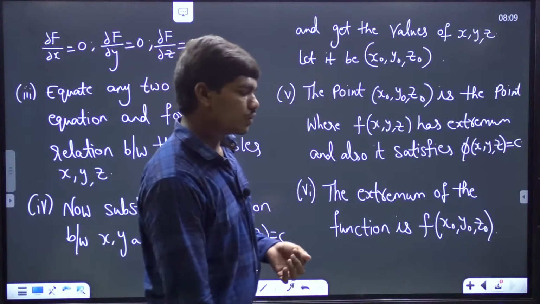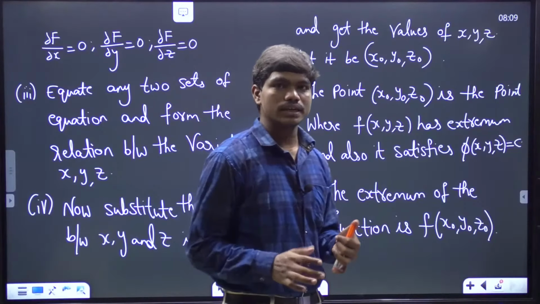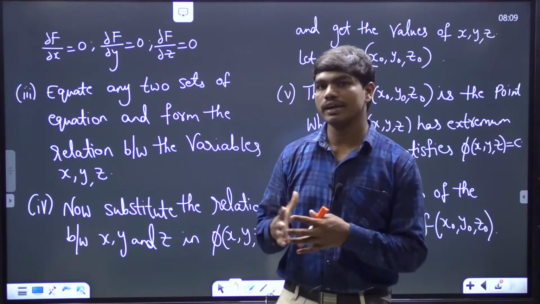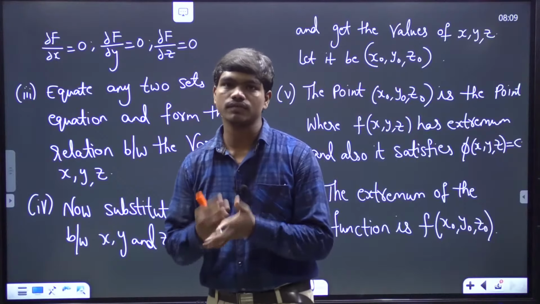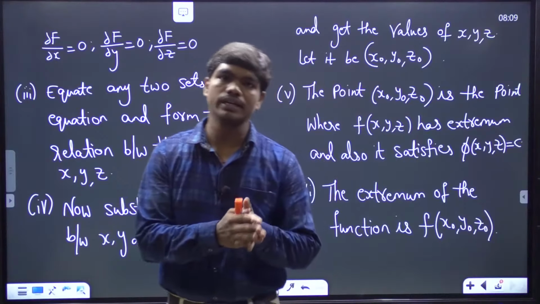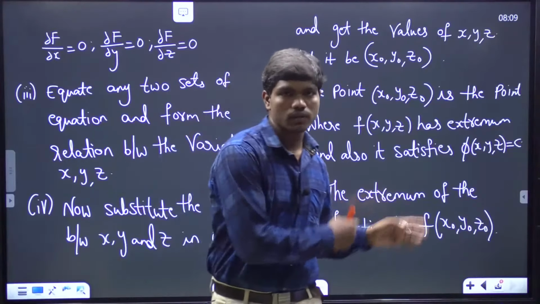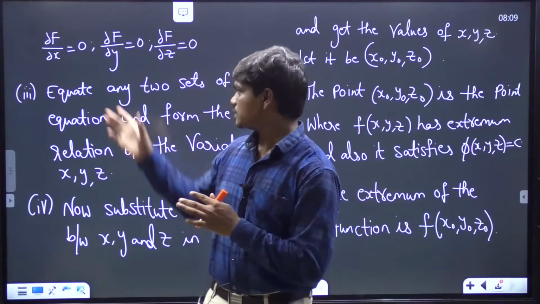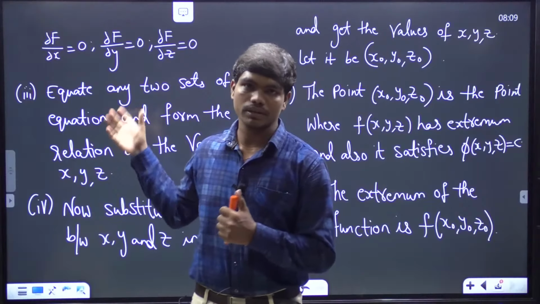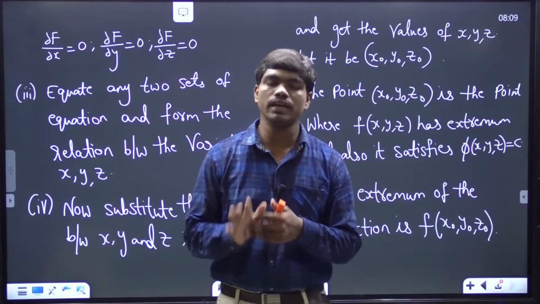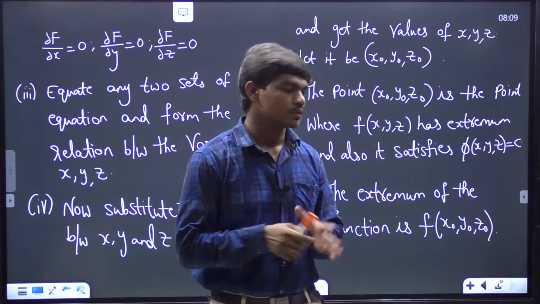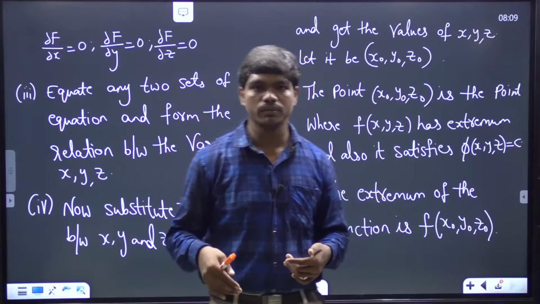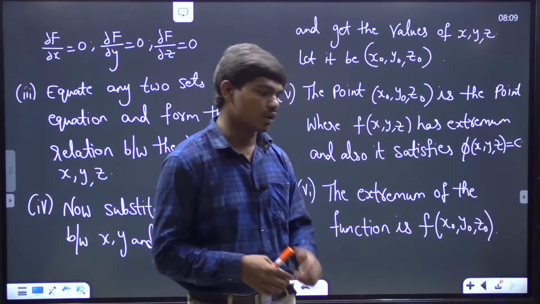Sir, can't we know if it is maximum or minimum? See, basically this method is adopted only to find the extremum of the functions for which there is only maximum or minimum. For example, I'll let you know when I solve the example. Means whenever we are applying this Lagrange's multipliers method, the function will have only either maximum or minimum. So that's why I didn't mention maximum or minimum, but I mentioned the word extremum in all cases.